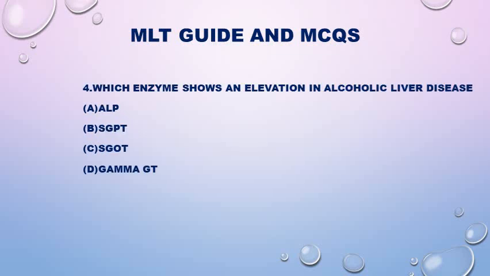4. Which enzyme shows an elevation in alcoholic liver disease? Options A. ALP, B. SGPT, C. SGOT, D. Gamma GT. And the answer is D. Gamma GT.